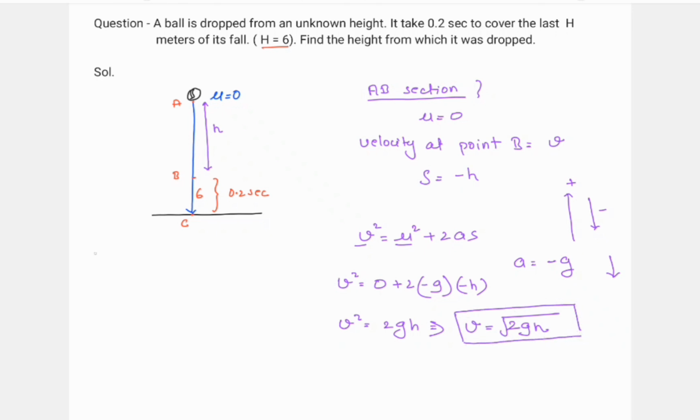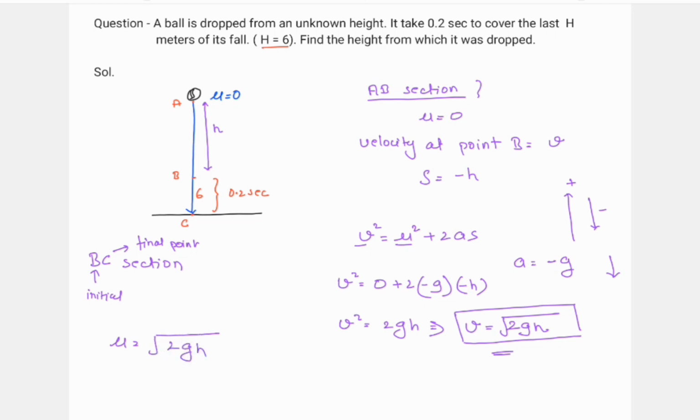Okay. Now I'm going to take BC section of the journey. BC part of the journey. It means B is the initial point, and what is the C? C is the final point of the journey. What is the velocity at the initial point? What is the velocity at B? Velocity at B is going to be the initial velocity. Now the initial velocity for this case is going to be under root of 2gh.